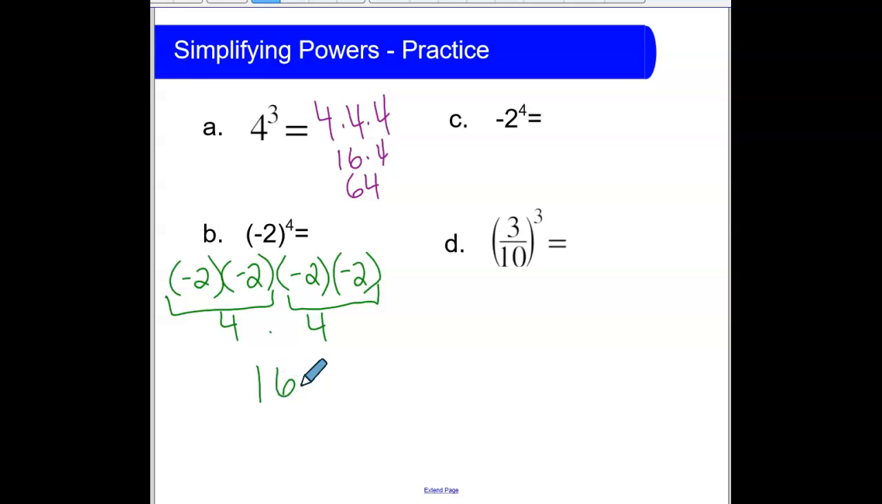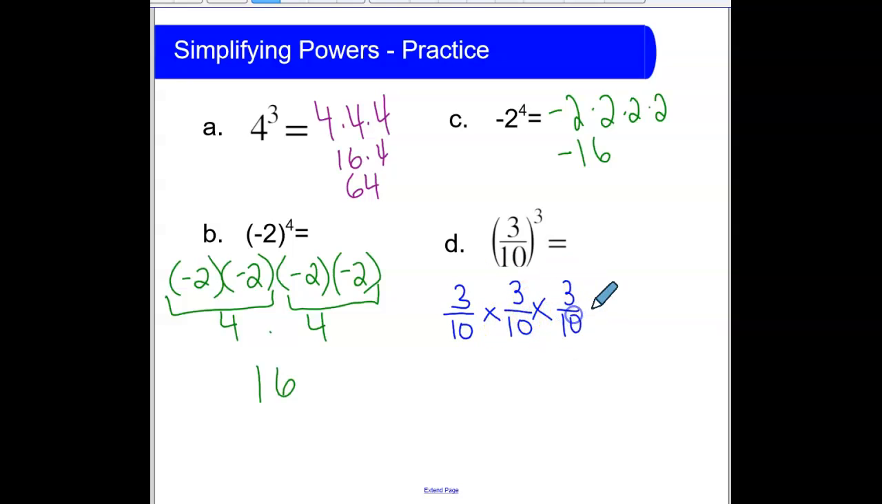But now for C, this is the opposite of 2 to the fourth. 2 to the fourth is 2 times 2 times 2 times 2, which is 16. But I want the opposite of that, so it's -16. And then finally, 3/10 to the third is just 3/10 times 3/10 times 3/10. And that is going to be 27/1000ths.